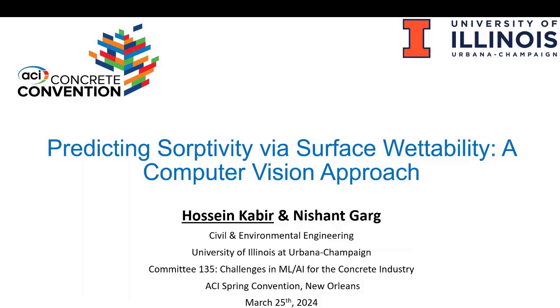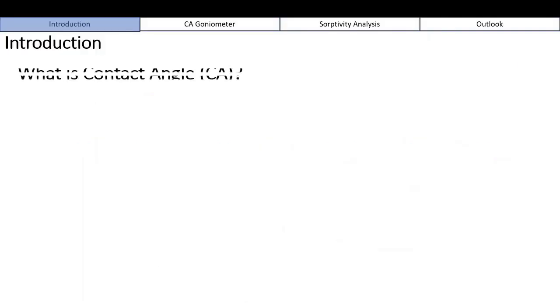So sorptivity is a term for concrete materials. It characterizes concrete by saying how much water it absorbs as a function of time. And I'm trying to include a computer vision approach to make it more viable.